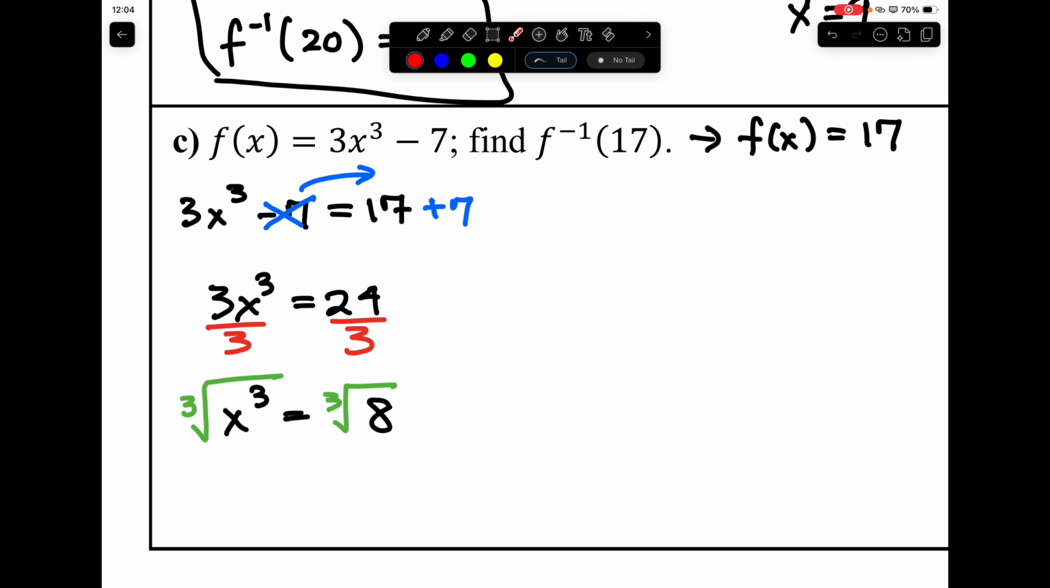From there, depending on whether we have a power or a root, we'll determine if we have an extra step. Here, this last step was to get rid of the power of 3, which would be the cube root of x to the third, and doing the same thing on the right side, the cube root of 8. That equals 2. So your answer is positive 2.